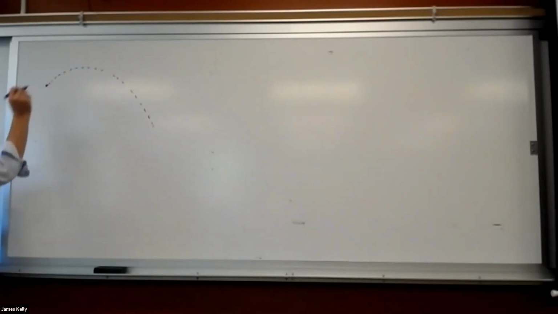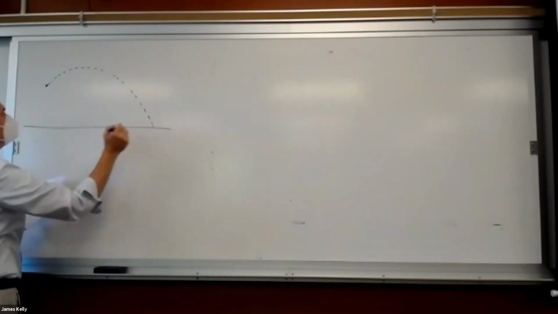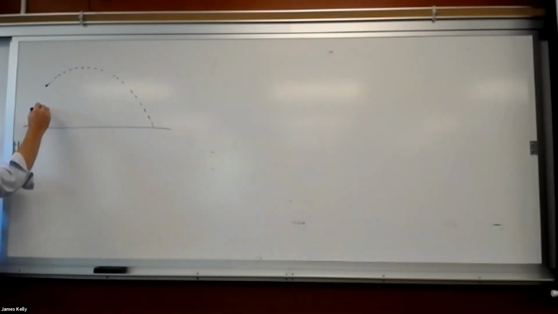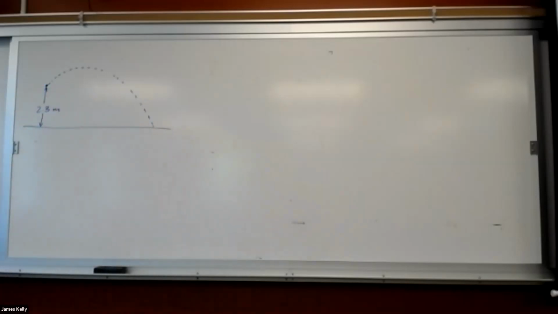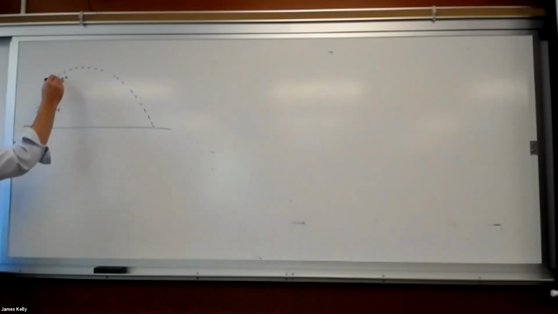So here's where it's released from the person's hand. This is supposed to be 2.3 meters. Maybe that's a little bit high, I'm not really sure. And this angle relative to the horizontal right there is 38 degrees.